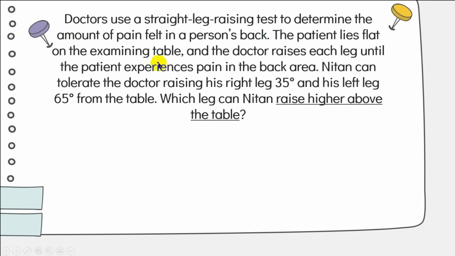The patient lies flat on the examining table and the doctor raises each leg until the patient experiences pain in the back area. Nathan can tolerate the doctor raising his right leg. Ayan, ang right leg po ay kaya lang itaas at 35 degrees and his left leg po ay 65 degrees naman. Which leg can Nathan raise higher above the table?